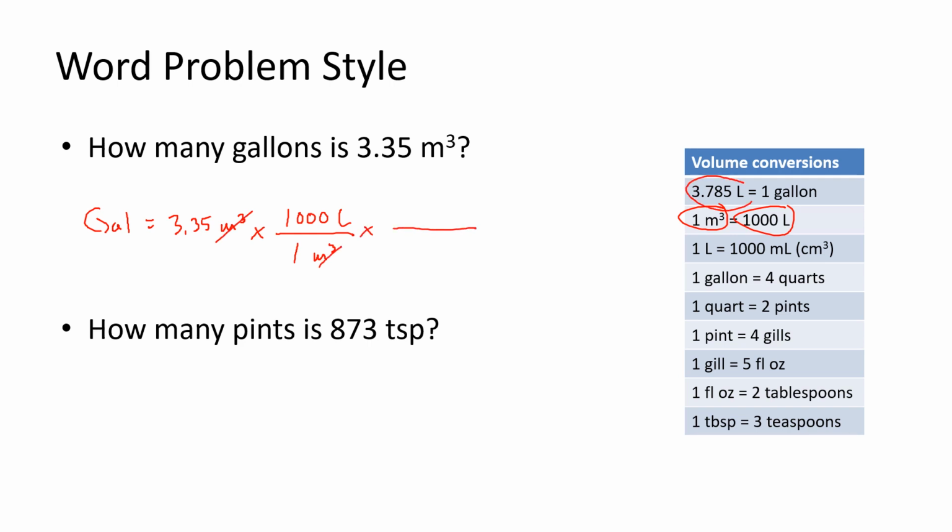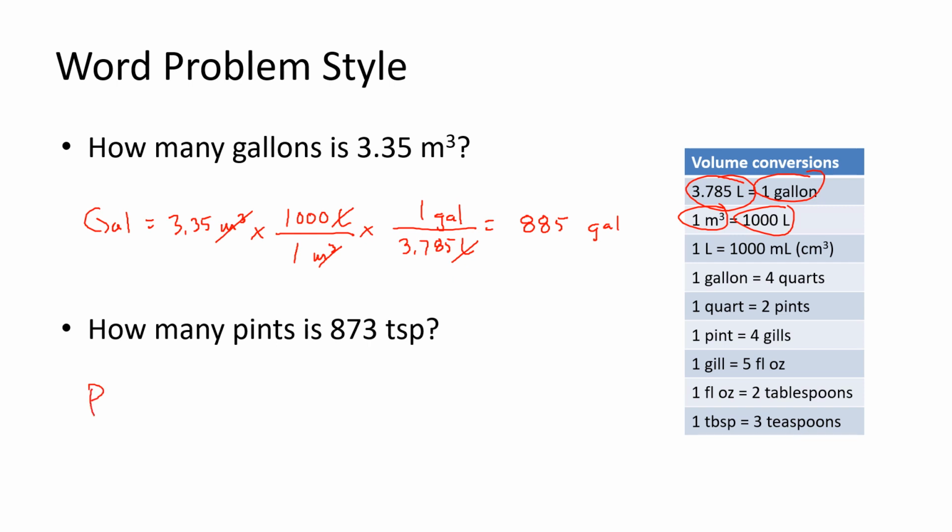And then we can go to gallons because we know there's this many liters in a gallon. So we've got 3.785 liters in 1 gallon, and liters cancel out. And let's work this out. 3.35 times 1,000 divided by 3.785 equals, wow, 885. I guess we're keeping 3 sig figs. 885 gallons. Great.